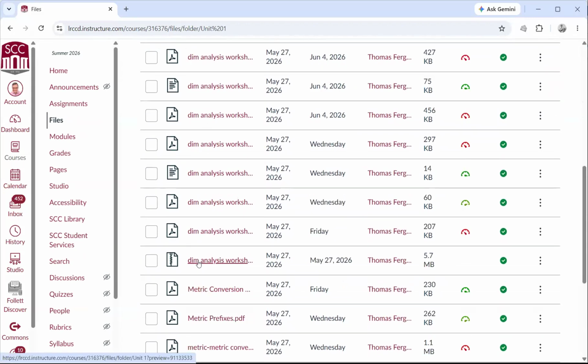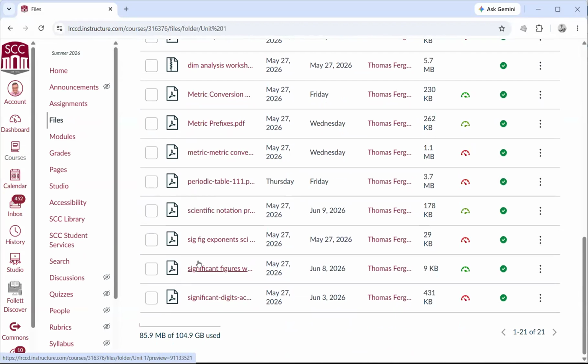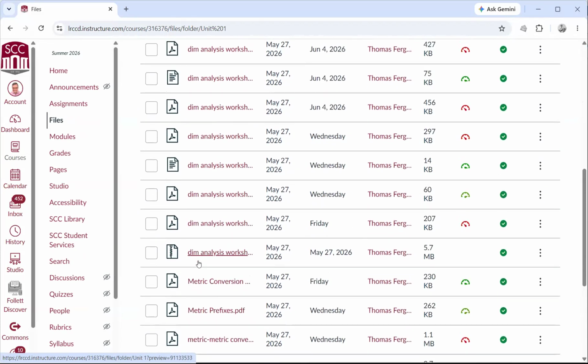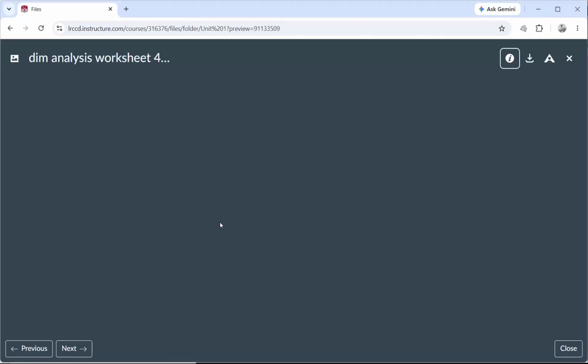Okay, so these are under Files, Unit 1. These are the worksheets. So I'd like you to practice here.